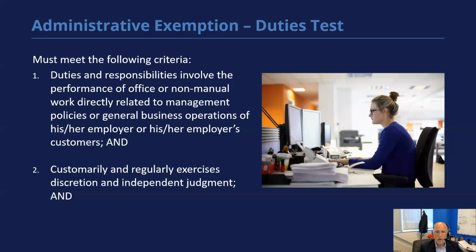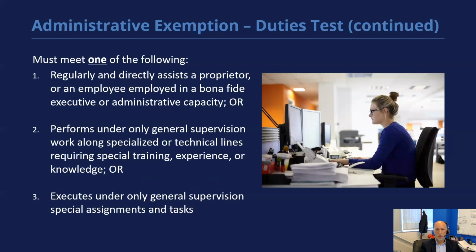So in addition to those, to satisfy the administrative exemption, you must also meet one of the following criteria, of which there's 3. Either regularly and directly assists a proprietor or an employee employed in a bona fide executive or administrative capacity, or performs under only general supervision work along specialized or technical lines requiring special training, experience, or knowledge, or executes under only general supervision, special assignments, and tasks. So these 3, you don't have to satisfy all of them. You just need to satisfy at least one of them to maintain the administrative exemption.